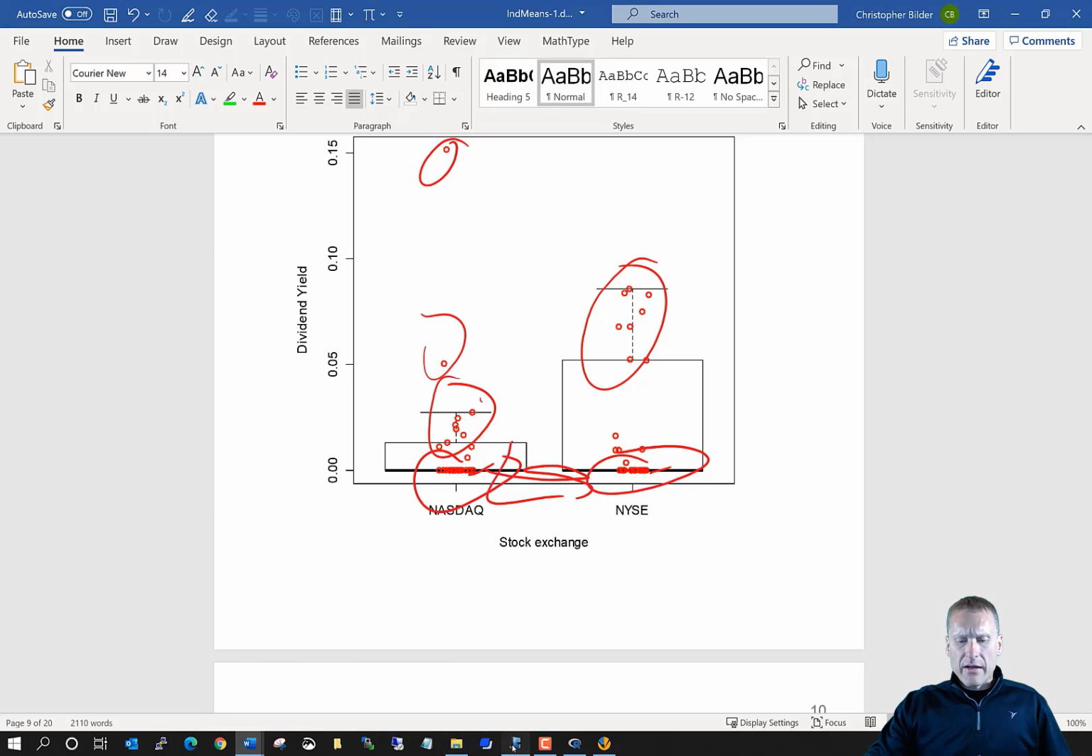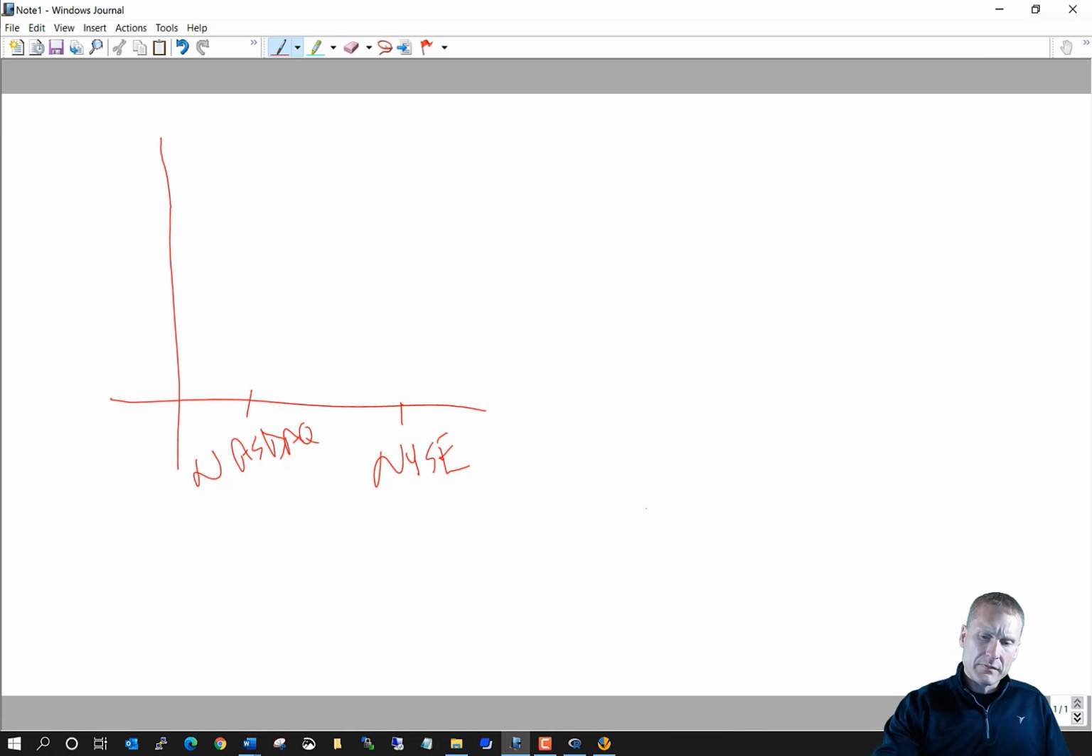But let's look at a different setting. Now, if I had, and this is just in general, so let's say I have just a y there. And actually, let's make this, let's say, a 1 and a 2. So we're not necessarily talking about dividend yield anymore.